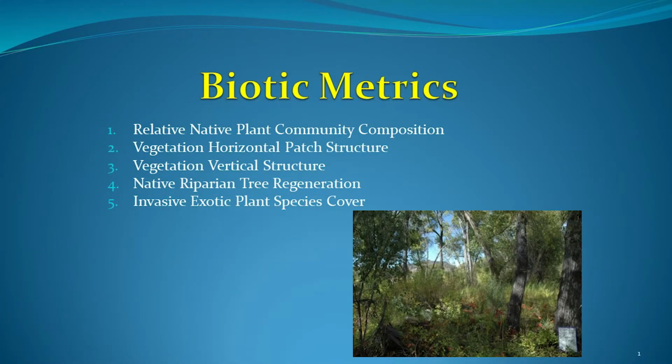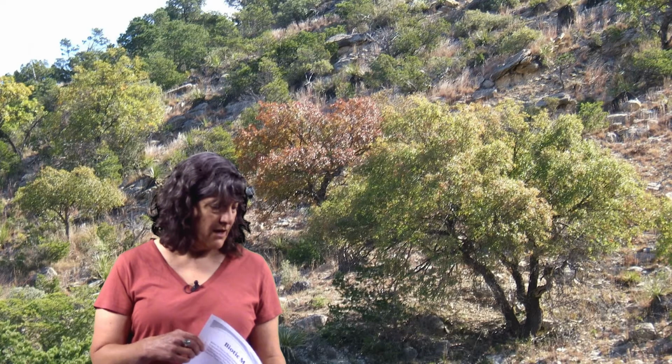So we're going to cover the biotic metrics for the NMRAM montane riverine wetland version. We have 5 biotic metrics: relative native plant community composition, vegetation horizontal patch structure, vegetation vertical structure, native riparian tree regeneration, and invasive exotic plant species cover.